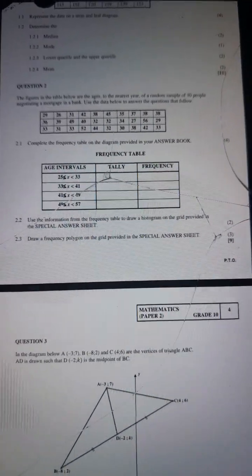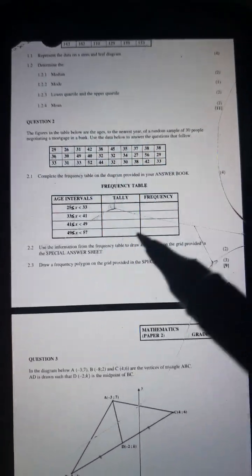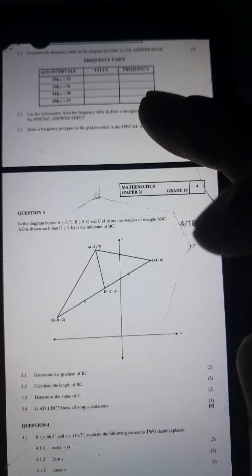Hi guys, in this video we will be looking at question 2. Remember, when we left our video we were at question 1. We left our video at 1.2.4, right? So now we will be looking at question 2, specifically question 2 as well as question 3. So let's start with question 2, guys.